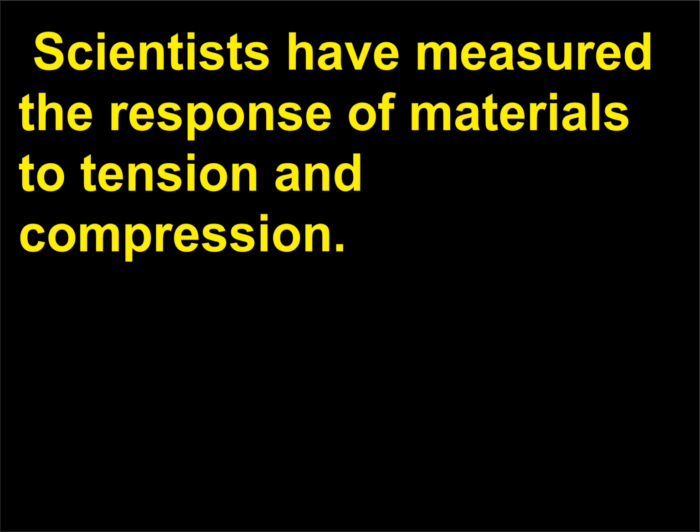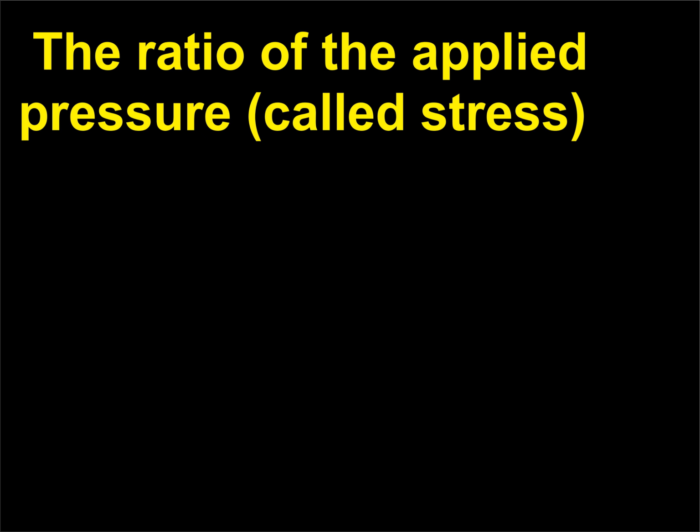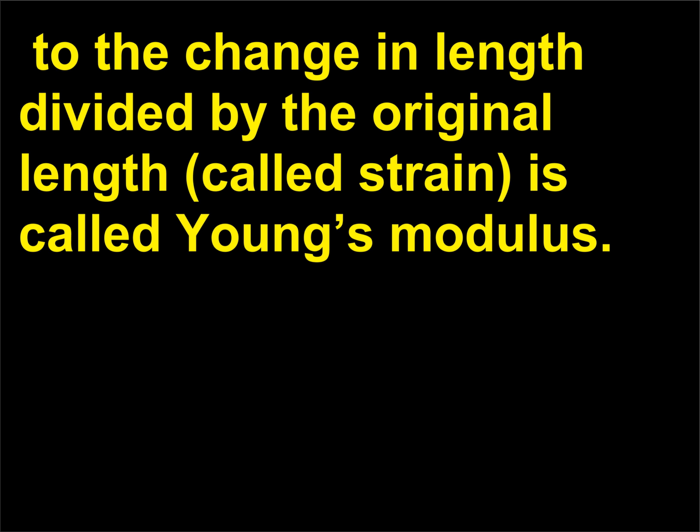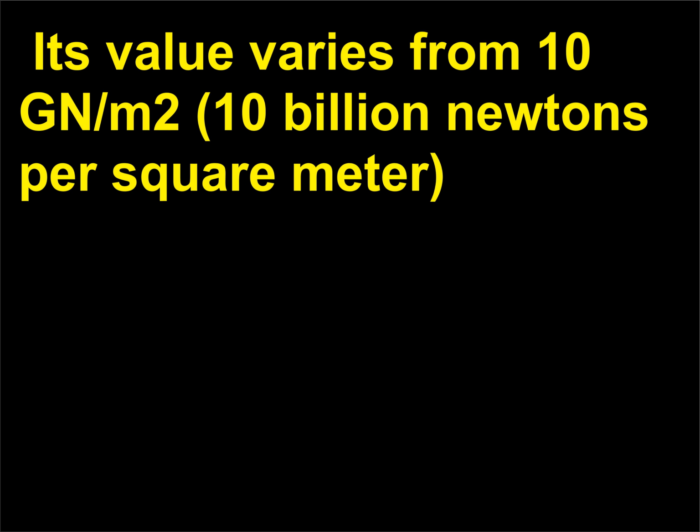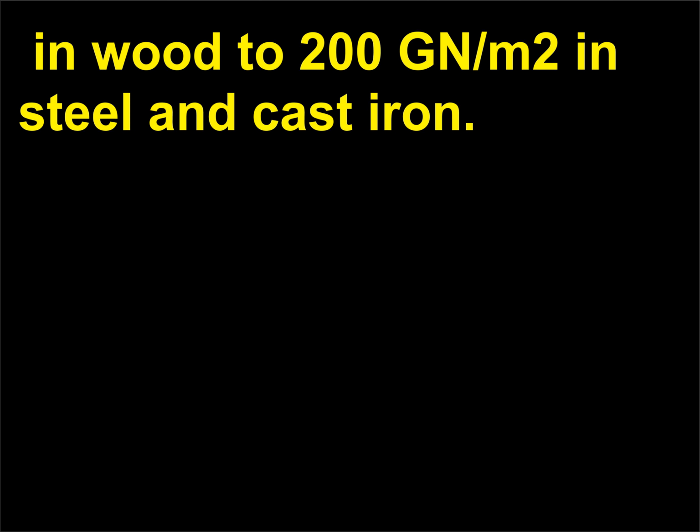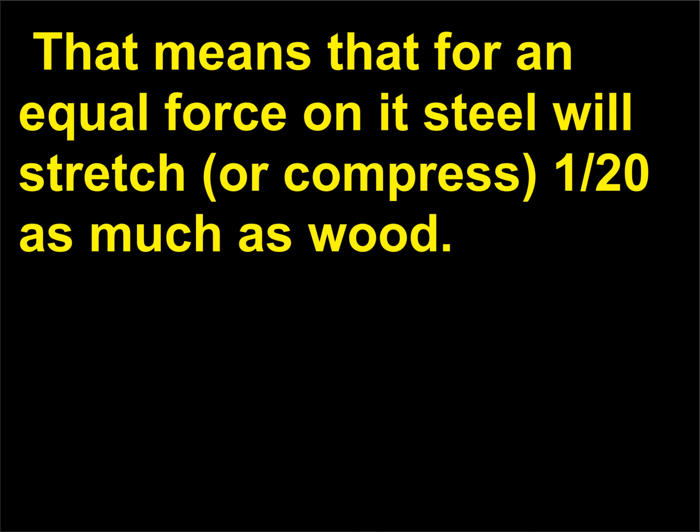Scientists have measured the response of materials to tension and compression. The ratio of the applied pressure, called stress, to the change in length divided by the original length, called strain, is called Young's modulus. Its value varies from 10 Gn/m2 in wood to 200 Gn/m2 in steel and cast iron. That means that for an equal force on it, steel will stretch, or compress, 1/20th as much as wood.